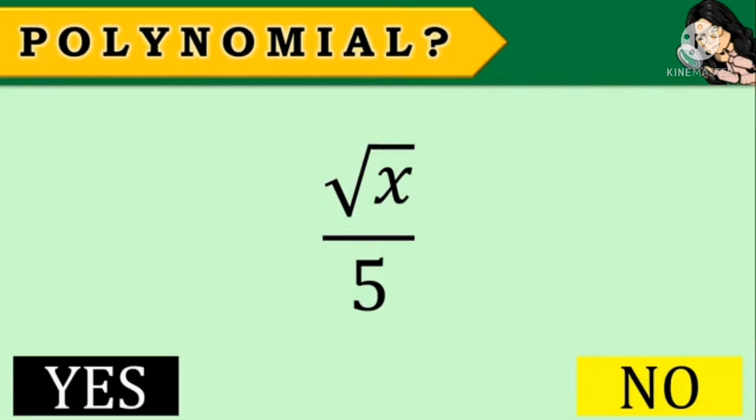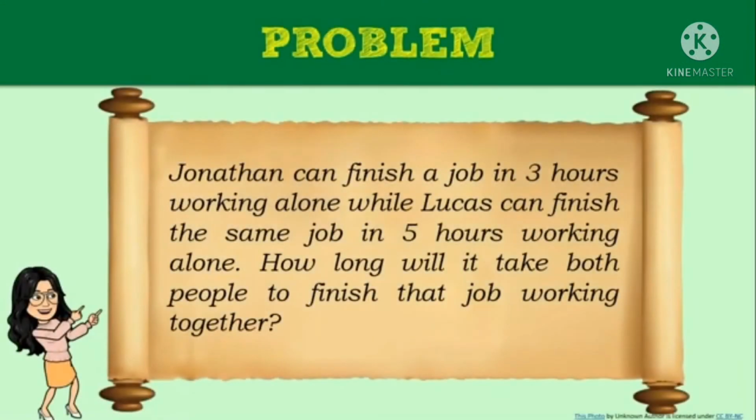I believe that you are ready. So this topic will introduce you to word problems that involve rational functions. So let's have problem number 1. Allow me to read. Jonathan can finish a job in 3 hours working alone, while Lucas can finish the same job in 5 hours working alone. How long will it take both people to finish that job working together?